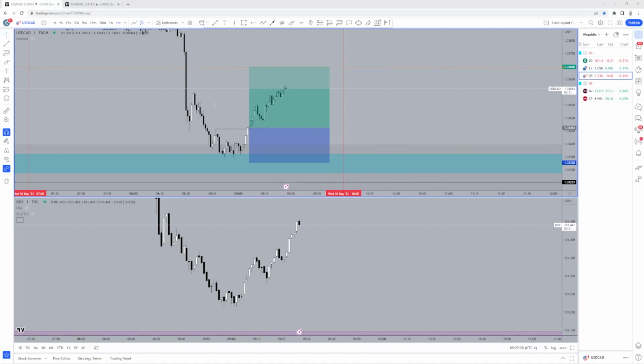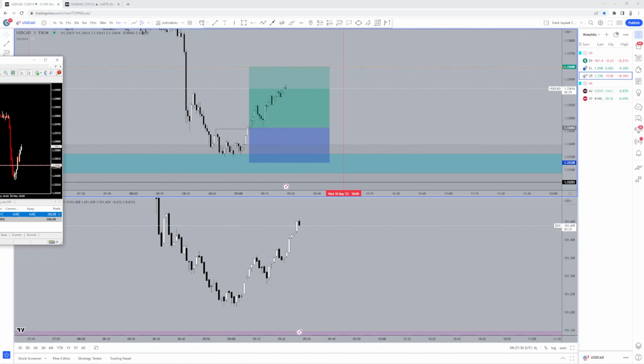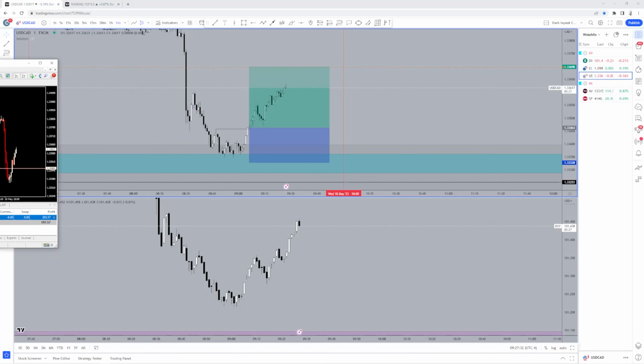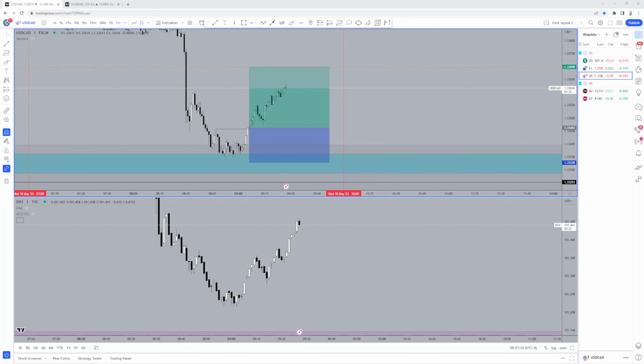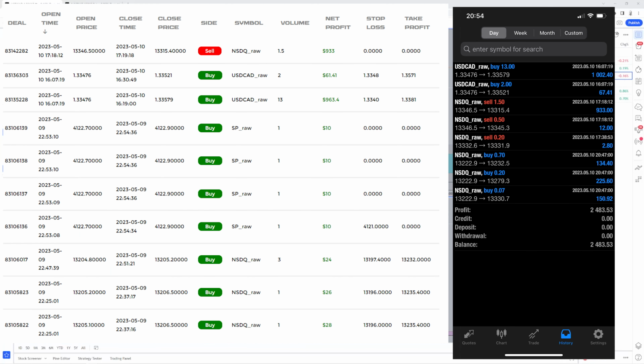I'm also recording on OBS. I am in this trade. I have already won $1,000 in this trade. I have booked those profits. I'm gonna show proof right now. Give me one moment.